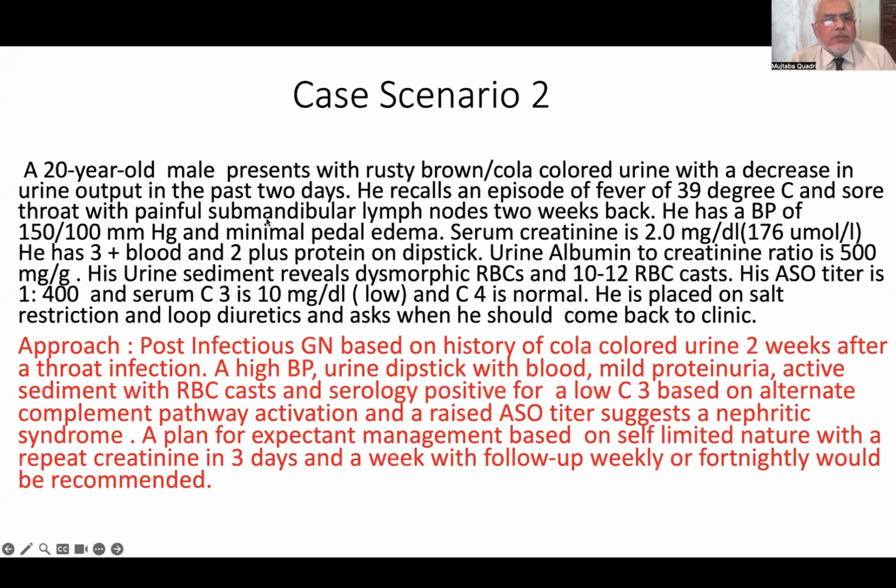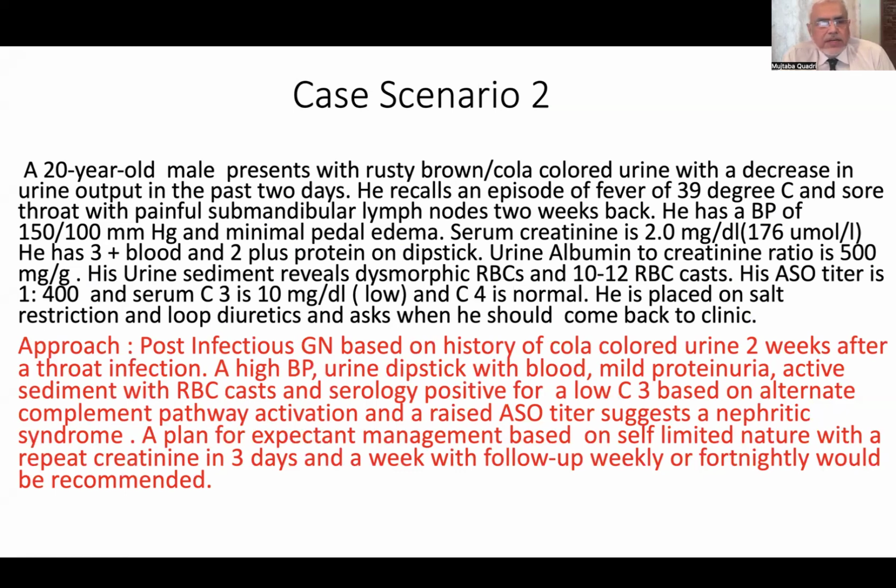Let's go to case number 2, a 20-year-old male who presents with rusty brown, cola-colored urine with a decrease in urine output in the past 2 days. He had a fever of 39 degrees earlier on, with a sore throat and painful submandibular lymph nodes around 2 weeks back. He had a blood pressure of 150 by 100 on examination with minimal pedal edema. Creatinine has doubled to 2 milligrams per deciliter. He has 3 plus blood and 2 plus protein on dipstick.